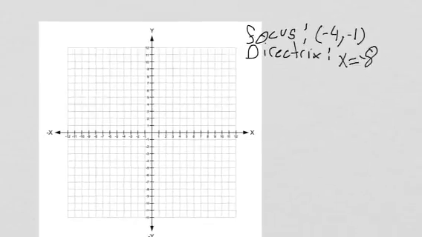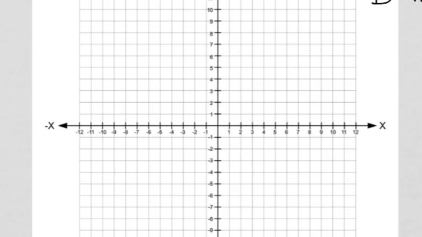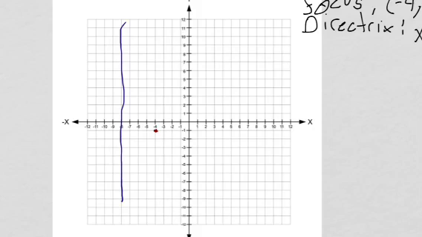So we know the focus is over here at -4, -1. So I'll put a dot there. And the directrix is at x equals -8. So there's a vertical line. And it should be a straight line. I can assure you this one won't be either. Bit better.